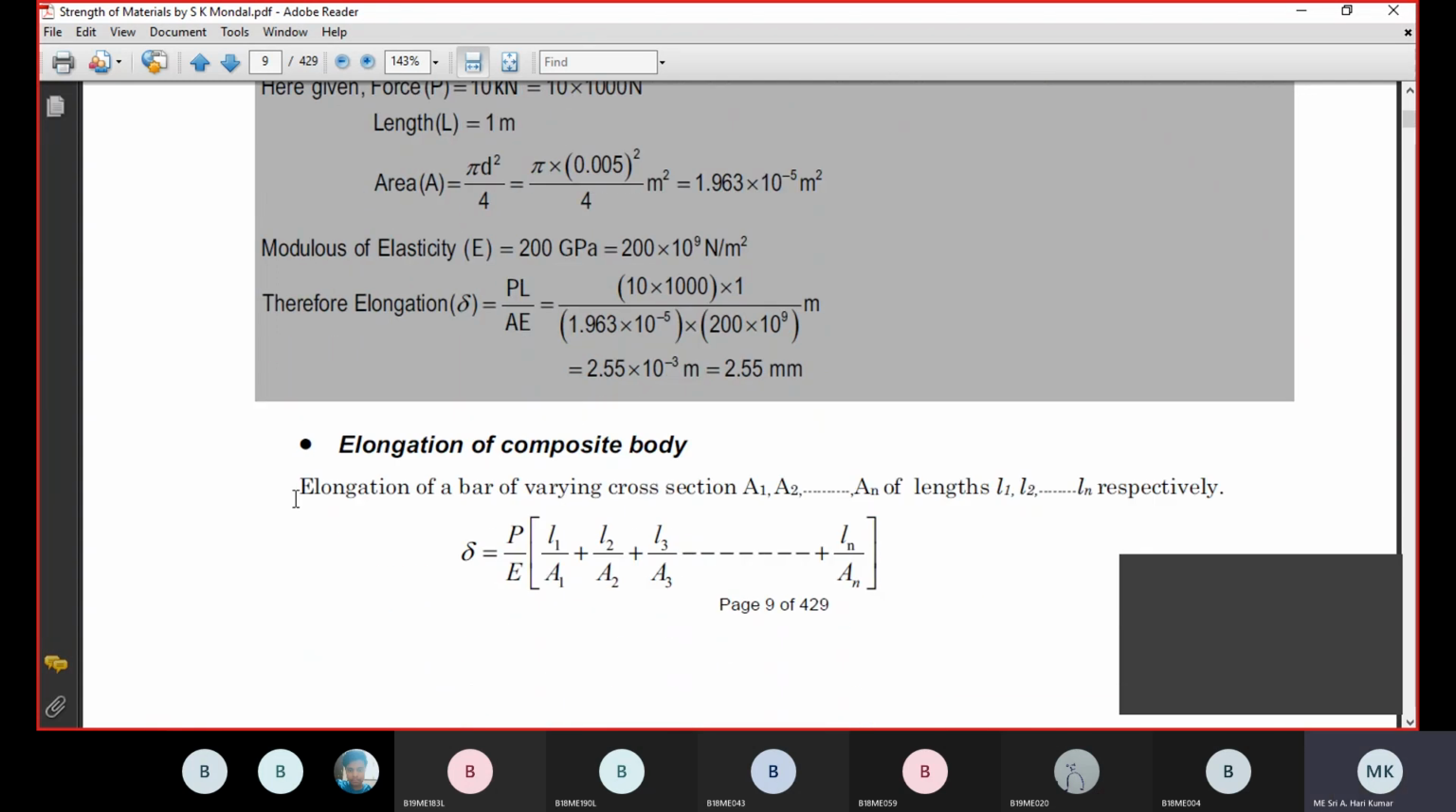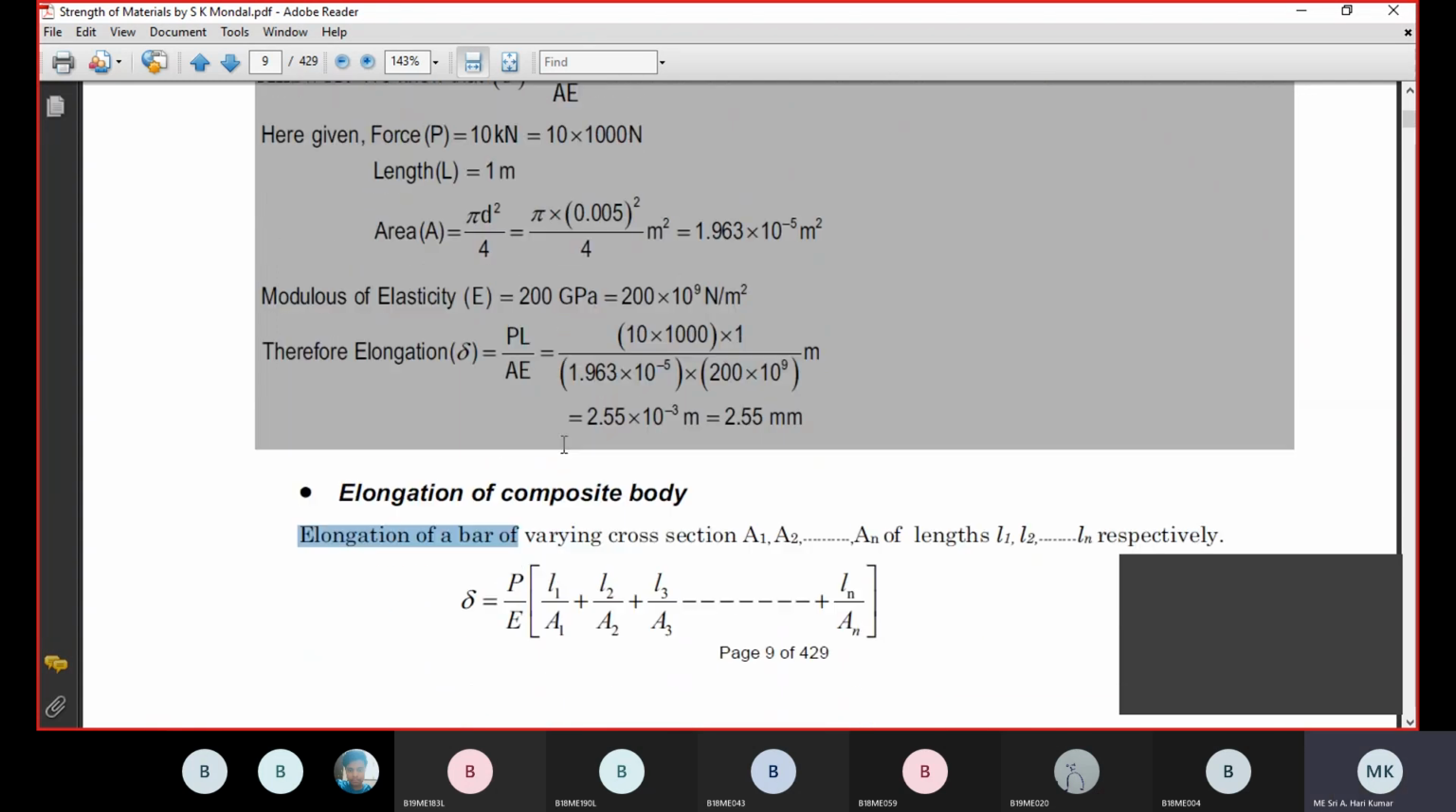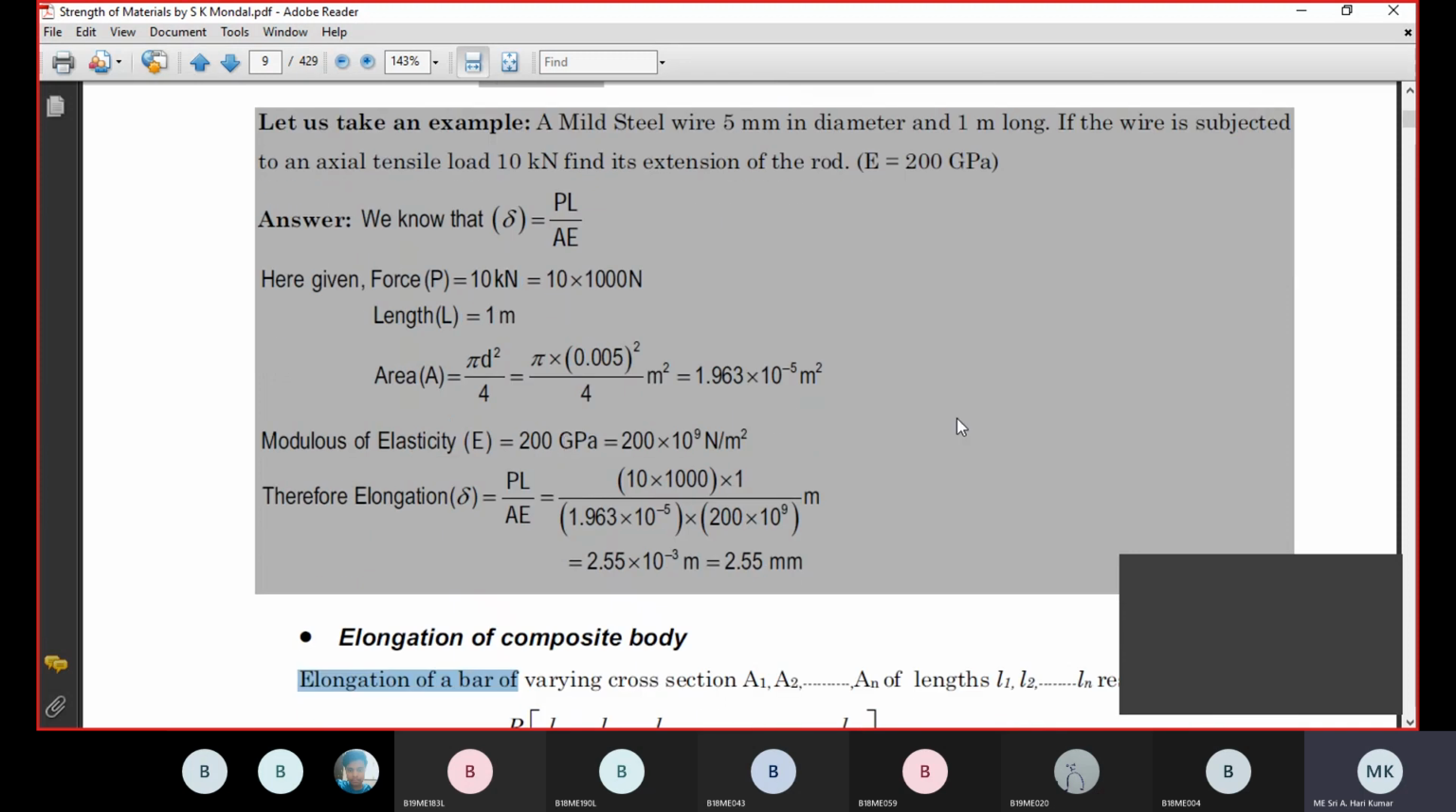This is called the principle of superposition. It's very simple. The only thing is we have to be very careful with the units. In PL by AE, everything is given: P is given, L is given, A is given, E is given. Everything is substituted in the formula, but everything is taken along with the units.